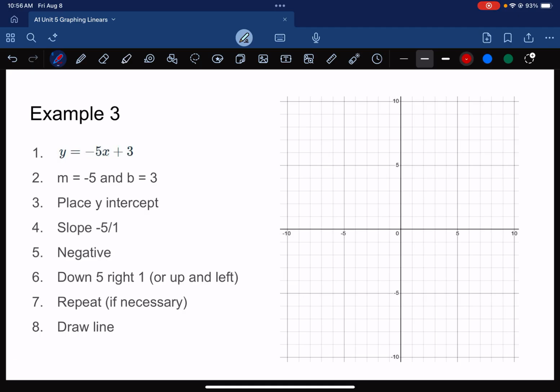So we've got y = -5x + 3. That is slope-intercept form. The slope is the -5. The b is the +3. And I'm going to start at +3 on the y-axis. And my slope I'm going to make into a fraction by putting it over 1. It is negative, so that says to go down and right, or up and left. I'm going to go down 1, 2, 3, 4, 5, and right 1, and down 5 and right 1. And that looks pretty good right there.